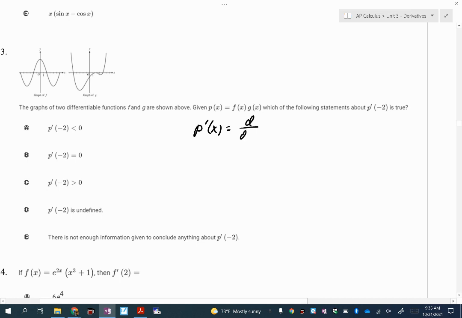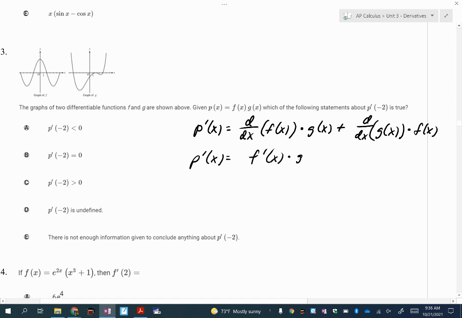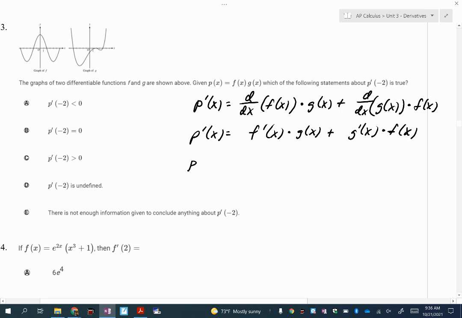So that's the derivative of f of x times the original second, right? This is the product rule again, times the derivative of the second times the original first. So p prime of x would be f prime of x times g of x plus g prime of x times f of x, and they want us to plug in negative 2 for x in this derivative. So f prime of negative 2 times g of negative 2 plus g prime of negative 2 times f of negative 2.